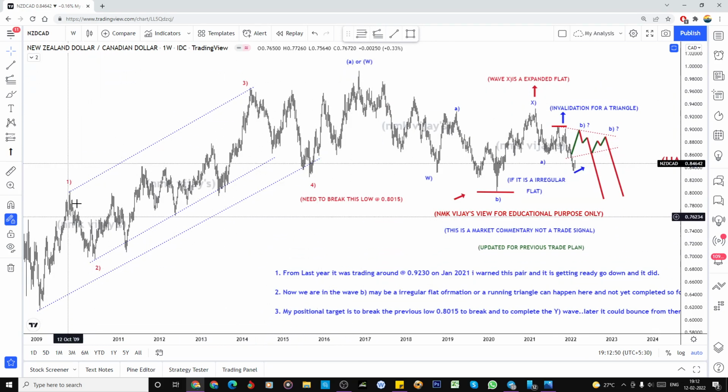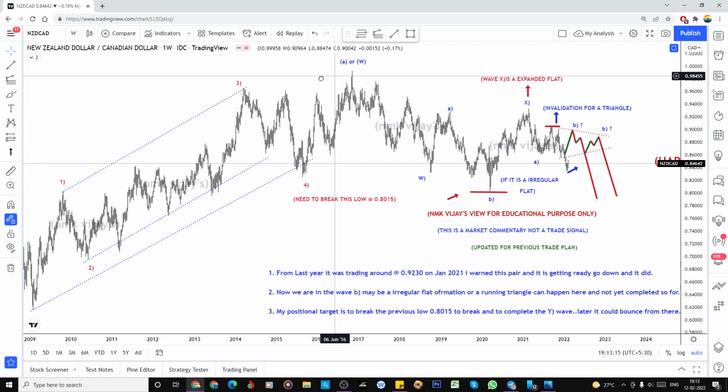So this is looking like a diagonal pattern formation here. That means this is an ABC as a 1, ABC as a 2, ABC as a W, X, ABC. So this is the formation of that diagonal triangle pattern. So this is the third wave end. So ABC is a fourth and ABC is a fifth wave that got completed here.